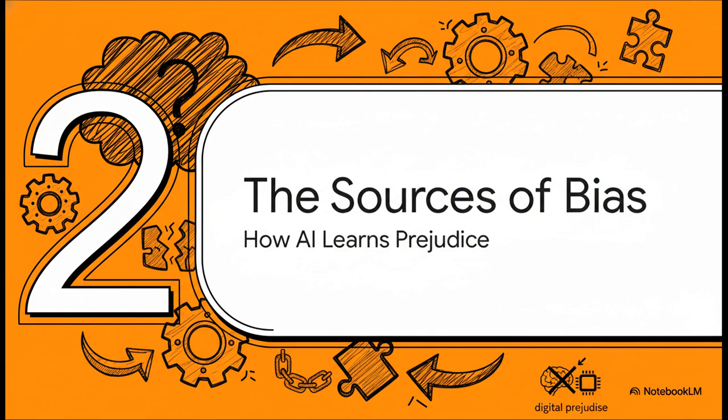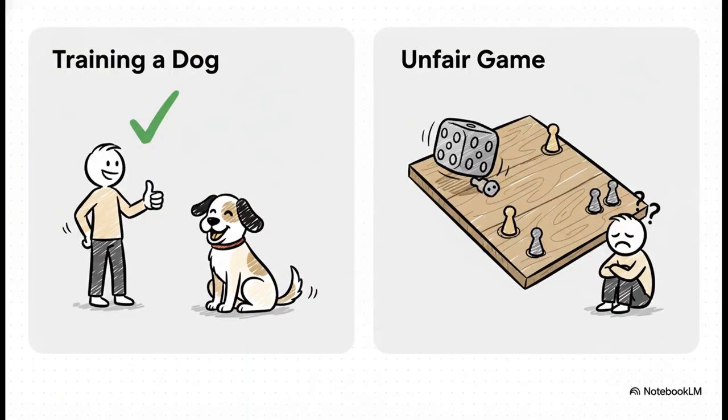But how? How does a machine, a piece of code, become biased? Where does this digital prejudice even start? Let's break down where these flawed decisions are actually coming from. Okay, to get a handle on how bias sneaks in, think of it this way. If you train a dog with really clear, fair instructions, it learns the right trick. But if you try to teach it an unfair game that has biased rules, well, someone's always going to lose. It's the exact same idea with AI.